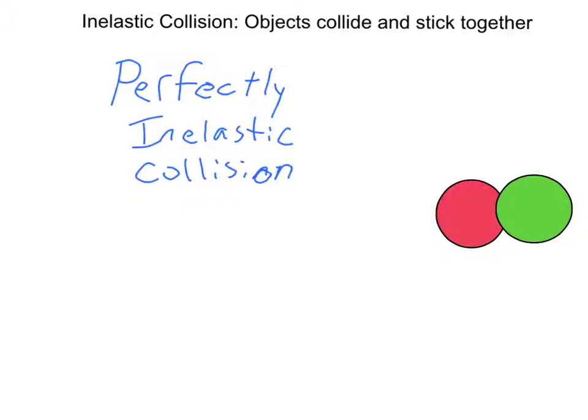In such a collision, the initial velocity of the moving object is always greater than the final velocity of the combined objects, which makes sense, right? In order for momentum to be conserved, when the two masses become one mass, the velocity has to drop. So let's take a look at an example.